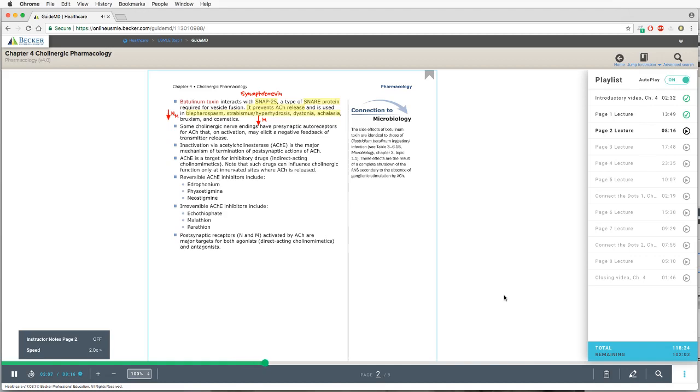But if you want to use Botox, why not? Botox will decrease acetylcholine release and fight hyperhidrosis. That is, decreasing acetylcholine and its stimulation of muscarinic receptors.